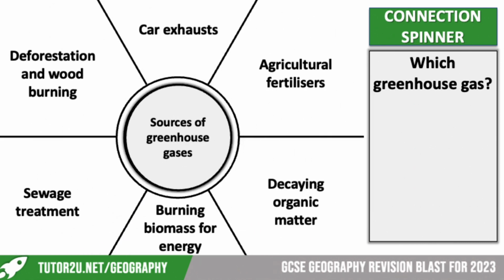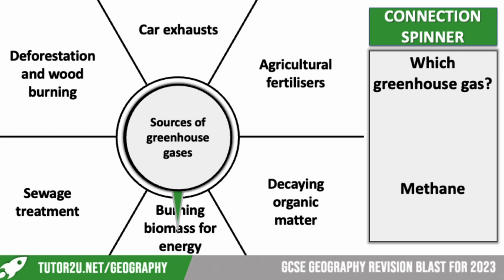Okay, let's have another go. Okay, so we've landed on burning biomass for energy. So I'm going to give you a couple of moments to try and work out which greenhouse gas is given off here. Let's reveal. It is methane.